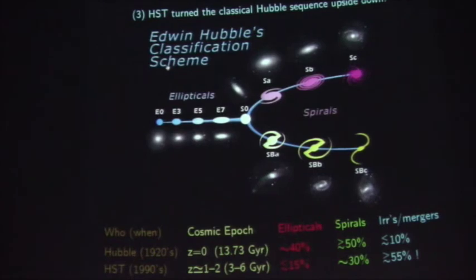I call them train wrecks. Hubble, the telescope, in the 1990s, at redshift 1 or 2, the universe had expanded only half as much as today. So this is roughly an indication of how much smaller the universe was back then and how much younger it was by roughly the same amount. There were only 15% ellipticals and 30% spirals, and the rest, more than half, were train wrecks.